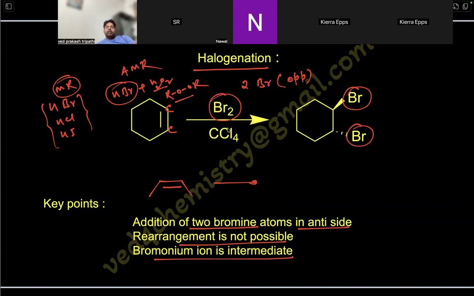Make sense? So Br2 CCl4 means both the bromines should be in anti side. So suppose one on the wedge and one on the dash like this. Clear? So this is called anti.